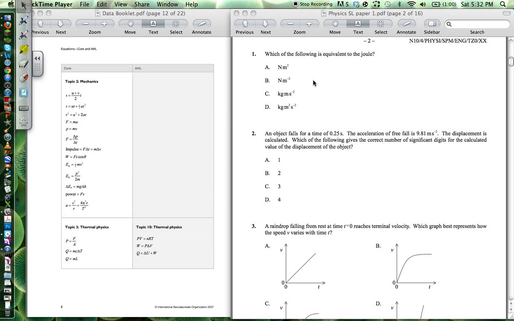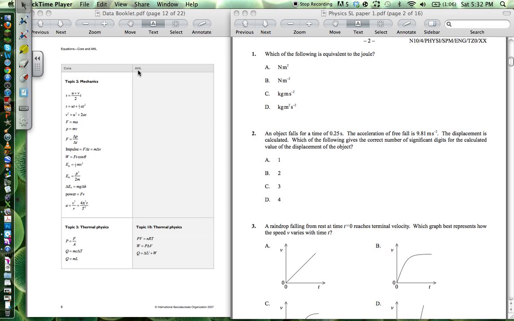This is the November 2010 Paper 1 Standard Level, and it's the multiple choice. Now remember, with multiple choice you are allowed to have your data booklet, so always keep that handy, and I will try and do some extra explanation as I go along. Very important to read the questions very carefully. That's the number one thing.